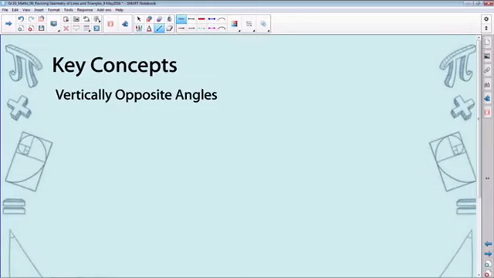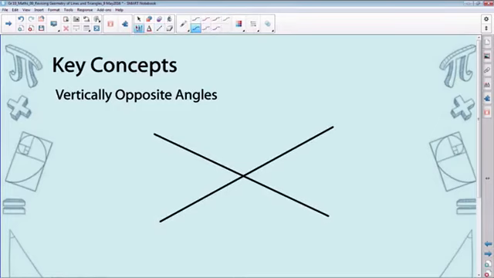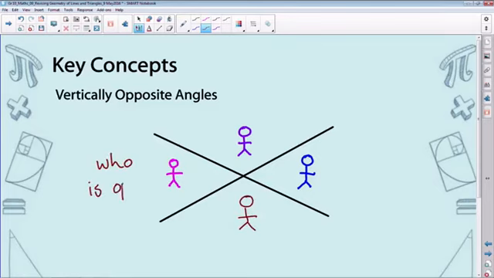Now let's draw some lines. Once again, all of these should be things that you've already done in previous years. Now, what does it mean to be opposite? Here I am again. Now I've got a purple friend over here, and I've got a blue friend over here, and let's make a red friend, well, maroon friend over here. Now, who is opposite to me? What does opposite mean? Opposite means that if I'm looking across the room, who am I looking at? Well, I'm looking at my blue friend. So we are vertically opposite from each other.